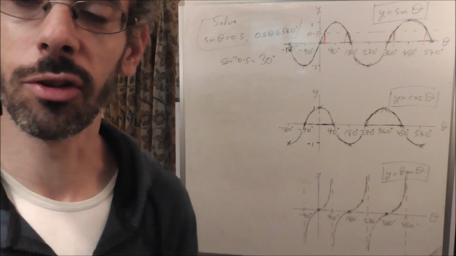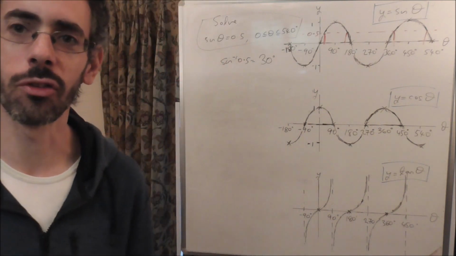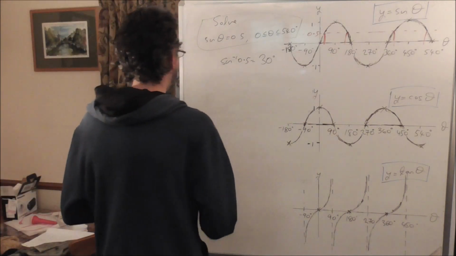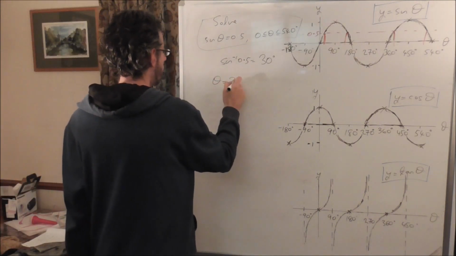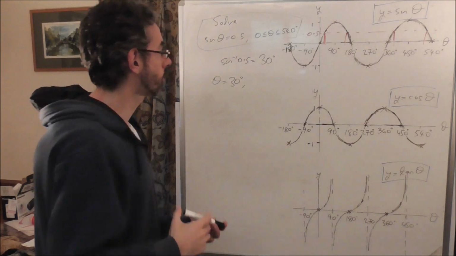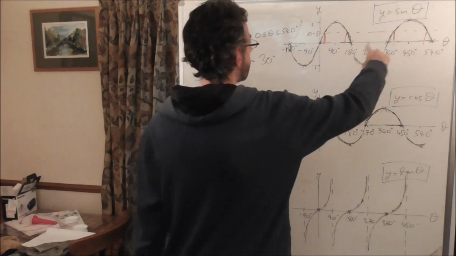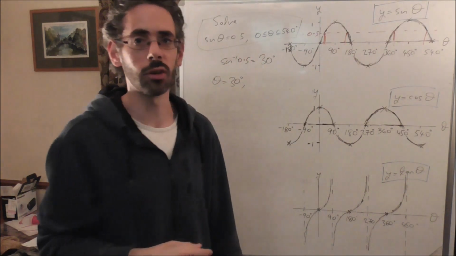You need to make sure your calculator's in degrees mode. I'm going to be doing all the questions in degrees. That's the first solution: theta equals 30 degrees. And then to get the other solutions, you can use the symmetry of the graph and the fact that it repeats every 360 degrees.